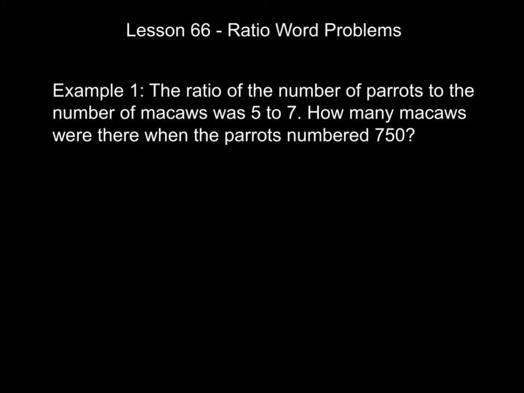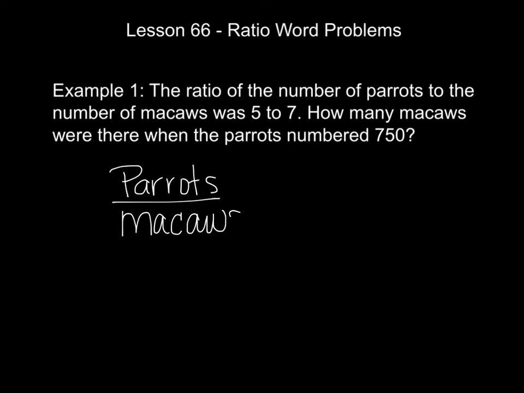So in example 1, it says the ratio of the number of parrots to the number of macaws was 5:7. Basically, the order that the words are given to you is the order that you put them into the fraction. So since parrots comes first, parrots would go on top, and macaws come second, so it goes on the bottom. The ratio was 5:7, so 5 comes first, it goes on top, 7 comes second, so it goes on the bottom.